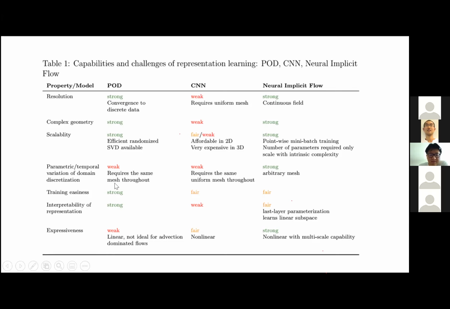In terms of expressiveness, obviously POD is a linear algorithm, and many papers have shown that POD is not really ideal for advection-dominated flows. For CNN, it's actually pretty fair. I think it's nonlinear. For neural implicit flows, I point out strong here because of the expressiveness. I believe it is a nonlinear framework, and it also has the ability to capture multi-scales. So this is how I pinpoint it's strong versus the CNN.